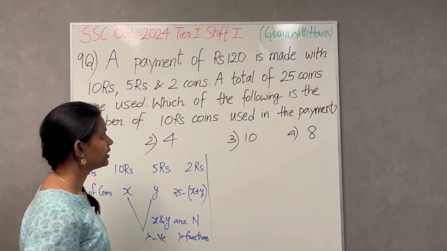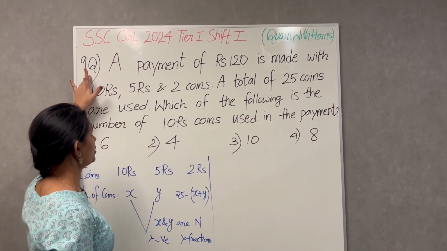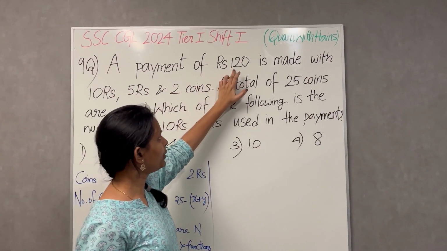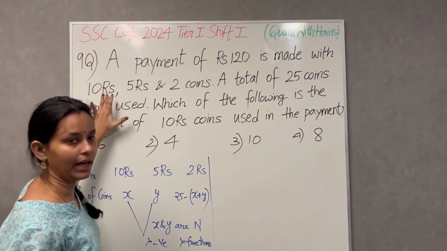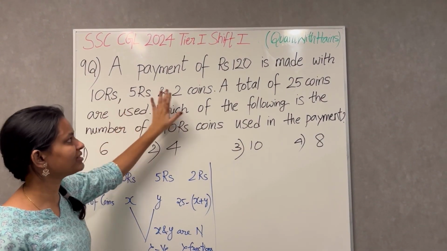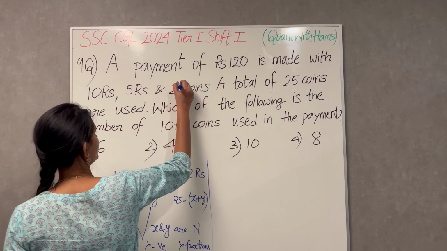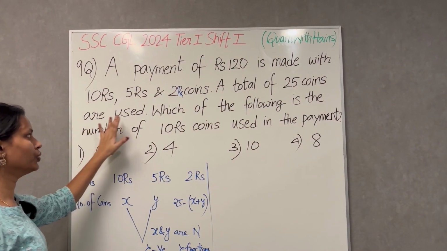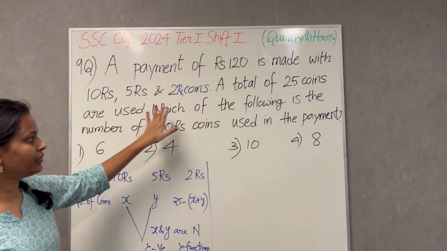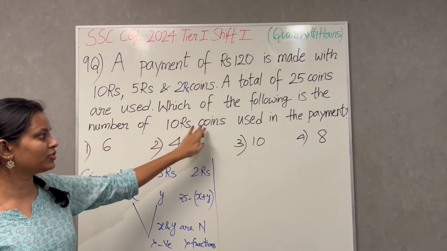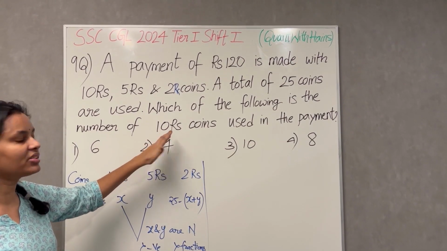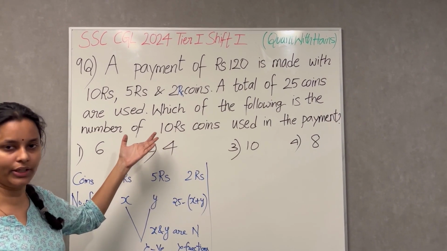Thank you. Here let us understand the 9th question of SSC CGL 2024 exam. A payment of 120 rupees is made with 10 rupees coins, 5 rupees coins and 2 rupees coins. A total of 25 coins are used. Which of the following is the number of 10 rupees coins used in the payment? So how many 10 rupees coins are there? That is what we need to find out.